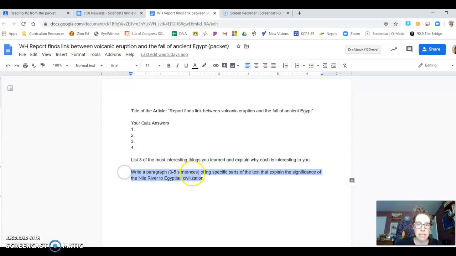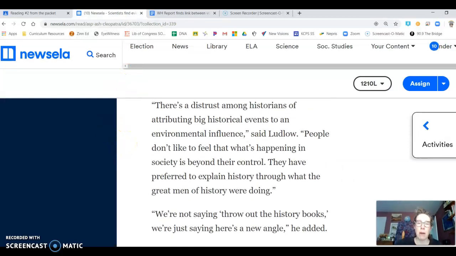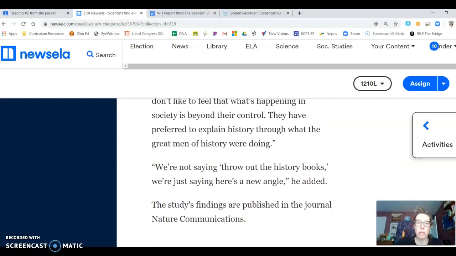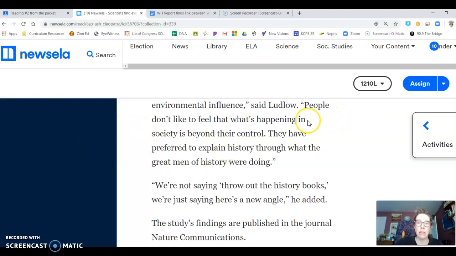And then, writing a paragraph citing specific parts of the text that explain the significance of the Nile River to Egyptian civilization. There are lots of facts in there for that. I would also encourage you to really think about what this article does for historians. We're historians, and I really agree with this guy, Ludlow. People don't like to feel that what's happening in society is beyond their control. They have preferred to explain history through what the great men of history were doing. So when things happen and we can't explain them, it freaks us out, right? Kind of like our life right now.